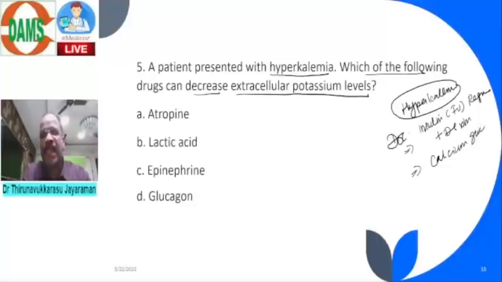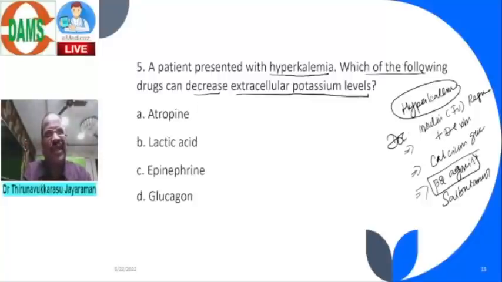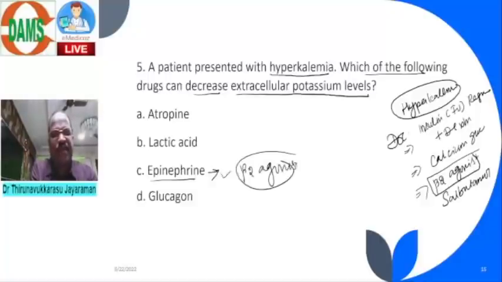Calcium gluconate. And beta-2 agonists have the property of pushing the plasma potassium into the cellular compartment, that way serum potassium level can come down. So beta-2 agonists like salbutamol can be useful for treatment of hyperkalemia. This is what we teach. But the options given here are atropine, lactic acid, epinephrine, glucagon. You should think in this way: epinephrine, one of the sympathetic drugs, has sympathetic stimulatory action, alpha action, beta action. It has a beta-2 agonistic action. Because of this, it can push the extracellular potassium into the cellular compartment.